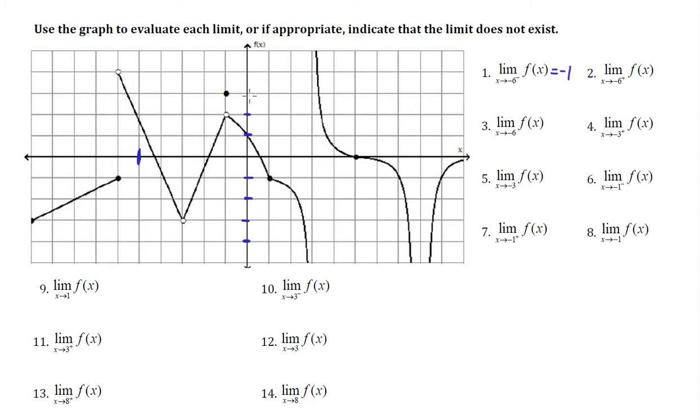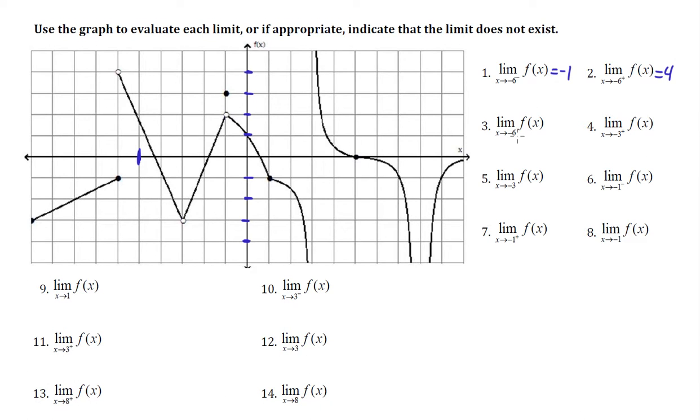Okay? So, the next one here, the limit of f of x as x approaches -6 from the positive side. So here's -6. Now, I'm going to go to the right and find the graph. Now the graph's up here. As I'm getting closer and closer to -6 from the positive side of -6, this y value is getting closer and closer to this point right here, which is 1, 2, 3, 4. So then this limit here is +4.